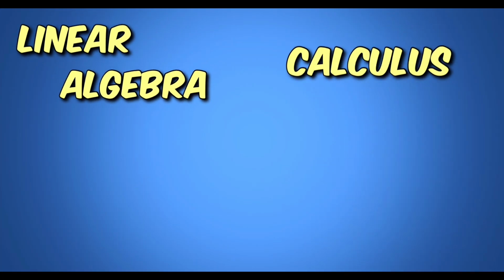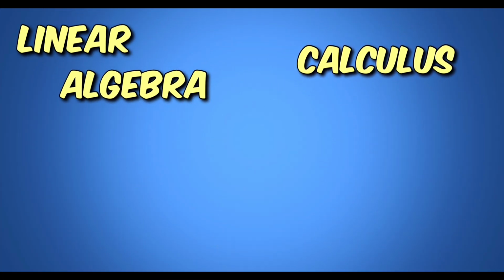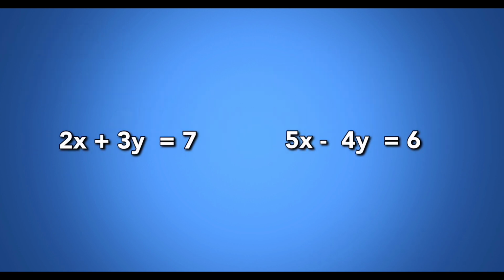Linear algebra or calculus. One example, two ways of thinking, and you decide which one wins. Okay, let's consider this simple example which consists of these two linear equations. Now, the goal is to determine x and y so that both equations are satisfied simultaneously. So, how do we find x and y?